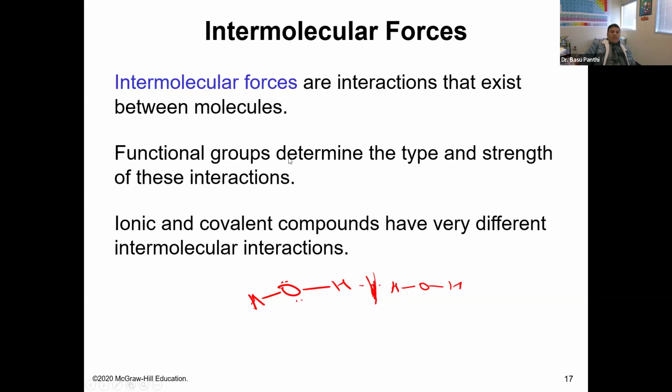And functional groups determine the type and strength of this interaction. Ionic and covalent compounds have very different intermolecular interactions. One time I was asking my student, how many types of bond do you know? Oh, ionic, covalent, hydrogen bond. Hydrogen bond is an intermolecular force. It's not a real bond. Let's see what it is.